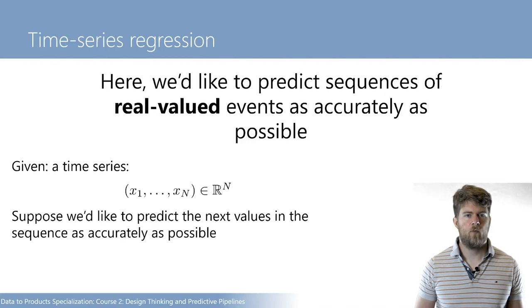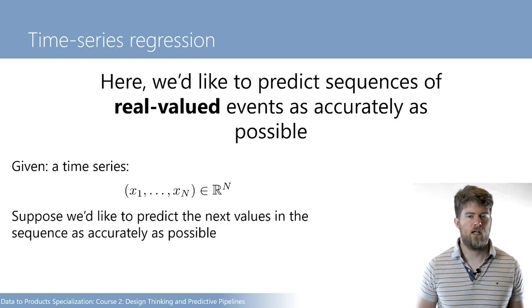So here we have a prediction problem like the following. We're given a sequence of real valued events, and we'd like to predict the next values in those sequences as accurately as possible. So looking back to our regression lectures, we saw this example of sequences of PM2.5 or air quality measurements that were taken hourly. Given this sequence of recent measurements, could we predict the next value in the sequence as accurately as possible? So imagine we're given a time series x1 to xn of real valued observations. Can we try to predict the next value in the sequence as accurately as possible?